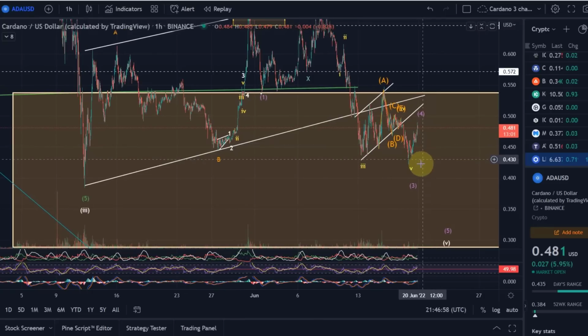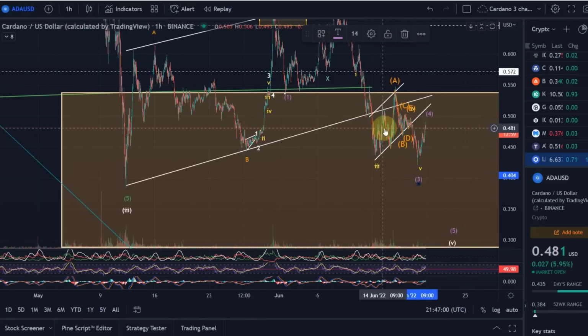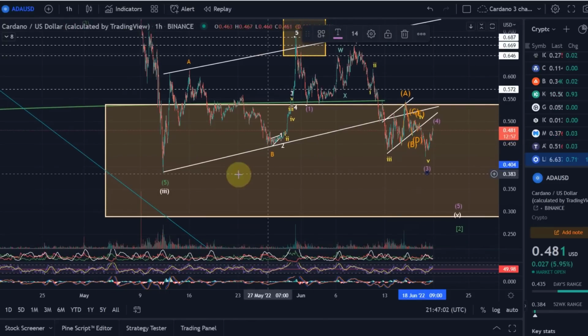As I said, I changed the wave count a little bit to make it work better. But this would be based on the situation that we haven't made a lower low compared to the 12th of May. We haven't come below 38.5 cents. My case is still for further downside.